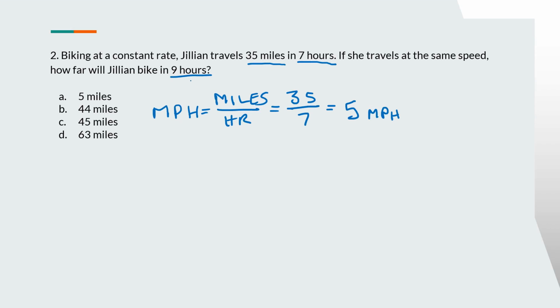Now, it wants to know how far she'll bike in 9 hours. Well, if I know she's going 5 miles per hour, all I got to do is multiply that by 9, and I get that she can go 45 miles. So the answer there is C.